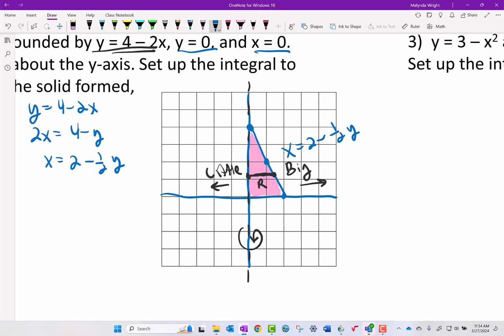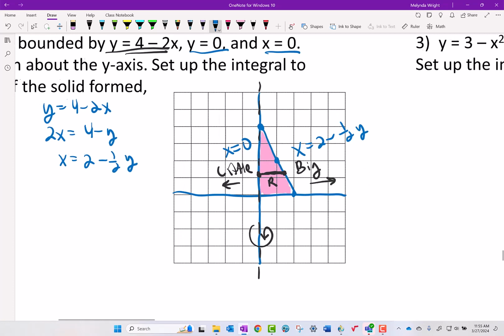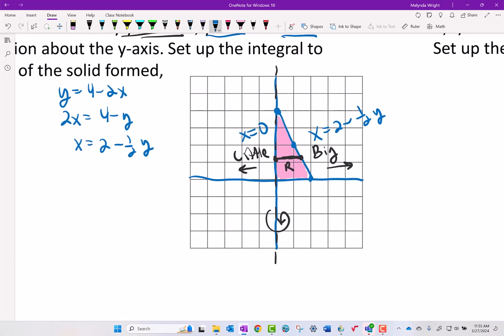And my little is going to be x equals 0, which is kind of handy. It's kind of a non-issue, right? With the little being 0, it's not really a big deal. So we're going to set up our formula for r. r is going to be big minus little, so 2 minus 1/2 y minus 0. That's r. Okay, how are we doing?